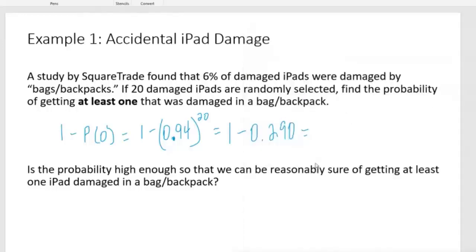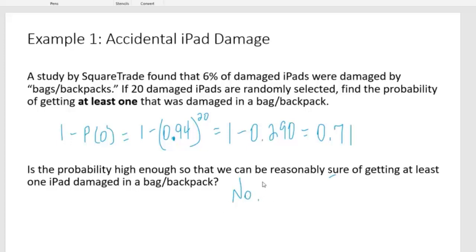And I get 0.71. How far should you take the decimal out? That just depends on what it says. Since that came out exactly, I'm going to say 0.71. Is this probability high enough so that we can be reasonably sure of getting at least one? Well, 71% chance. I mean, that's a pretty good chance, but are we going to feel sure? I'm going to go with no. It's not like it's in the 90-something percentile.